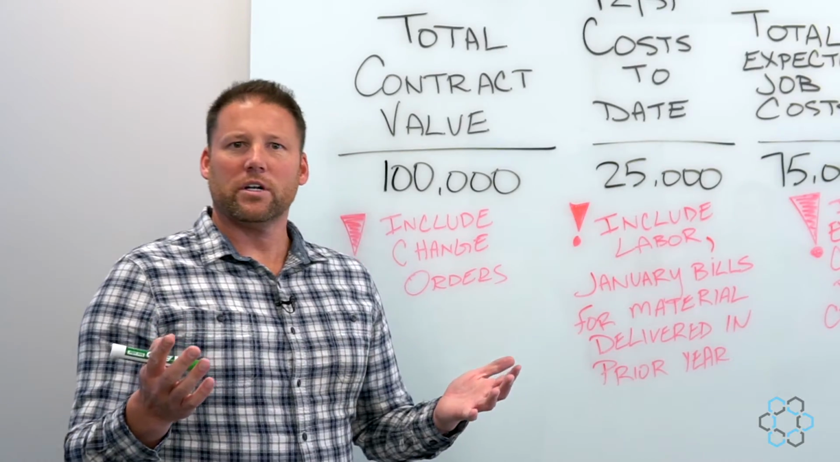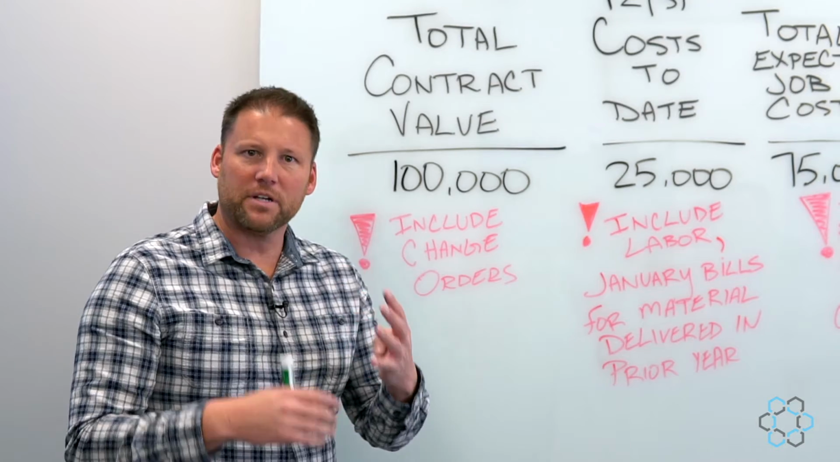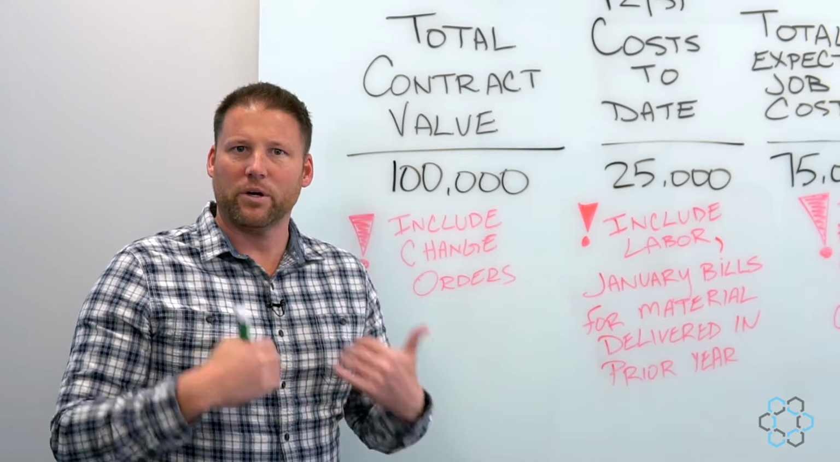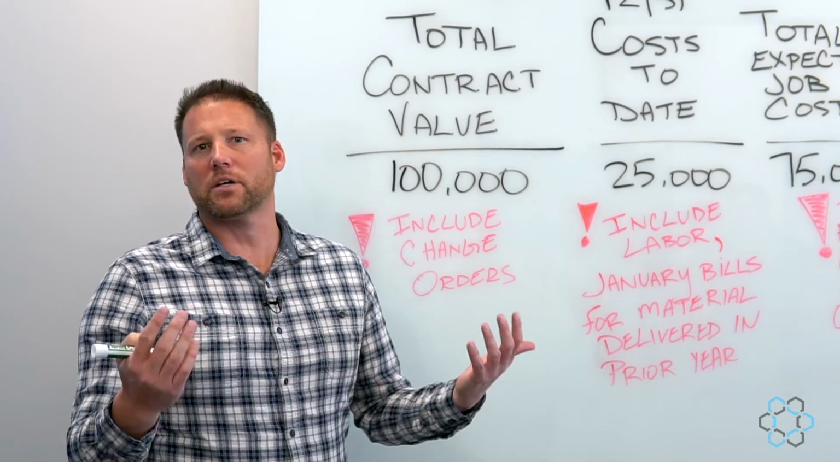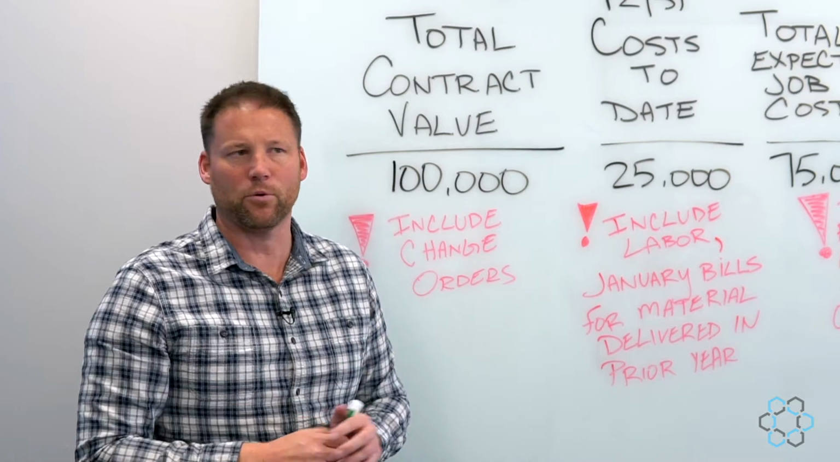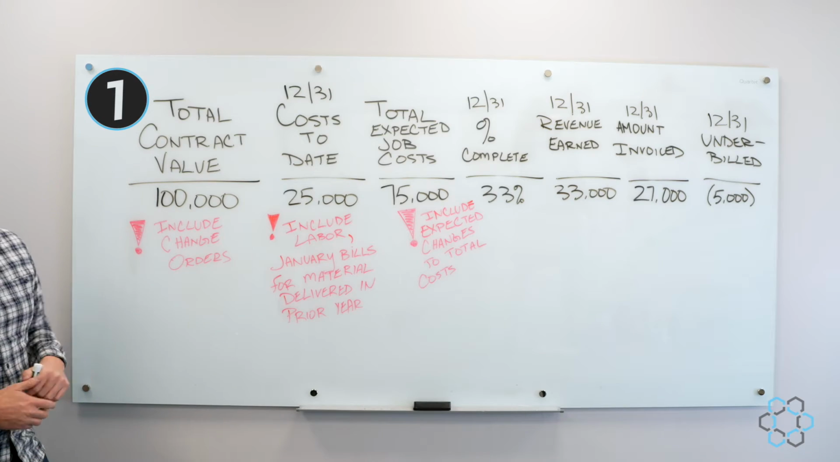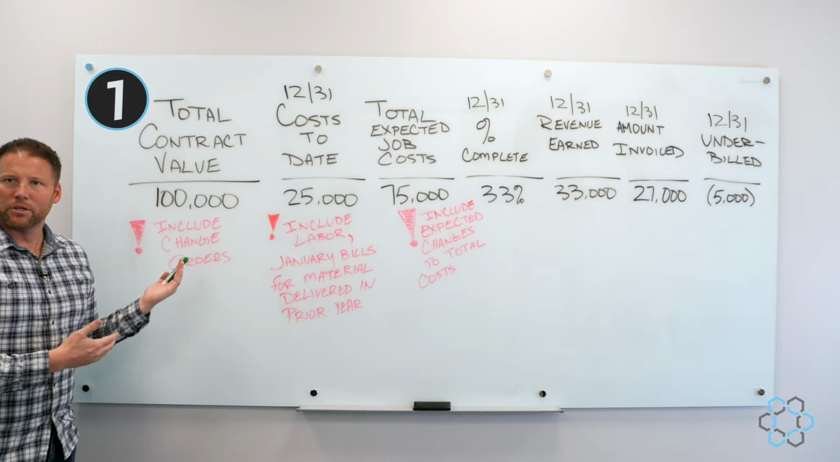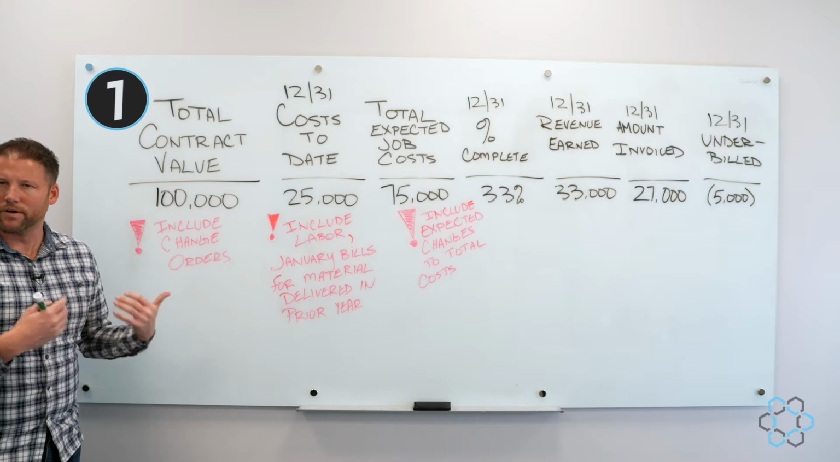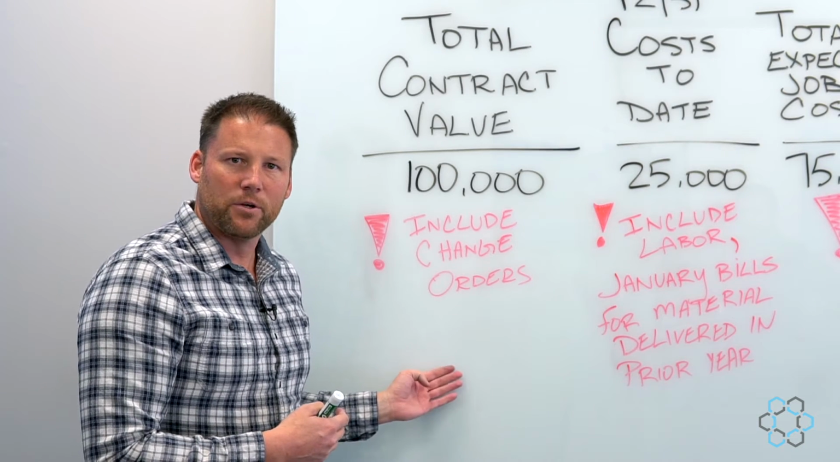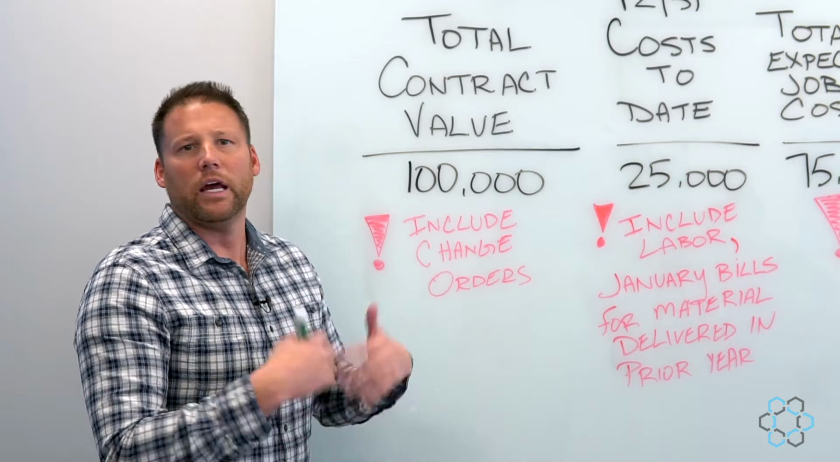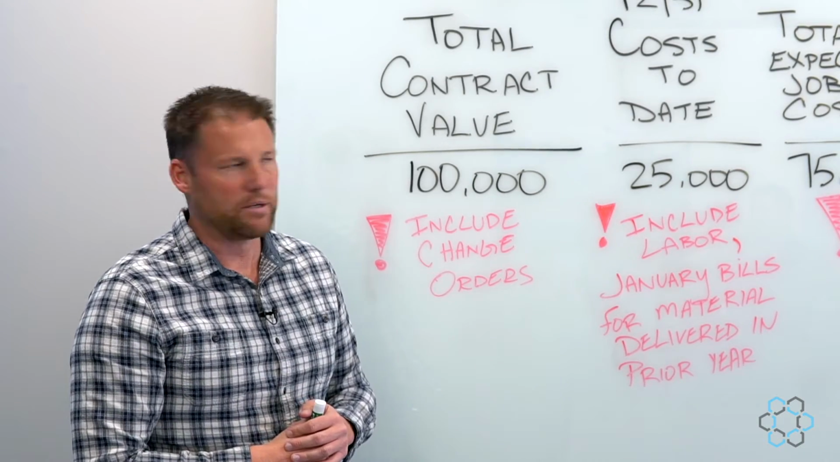All right, so let's take a look at a job schedule today and look at the 4 things that we need from you as data points to complete the job schedule, and then the rest of it comes from the spreadsheet calculations that we've got for you. First thing up is total contract value, and in this example, I'm going to use $100,000 as a contract value. The biggest caution I have for you here is to make sure that you're including any approved change orders that the client has already approved.